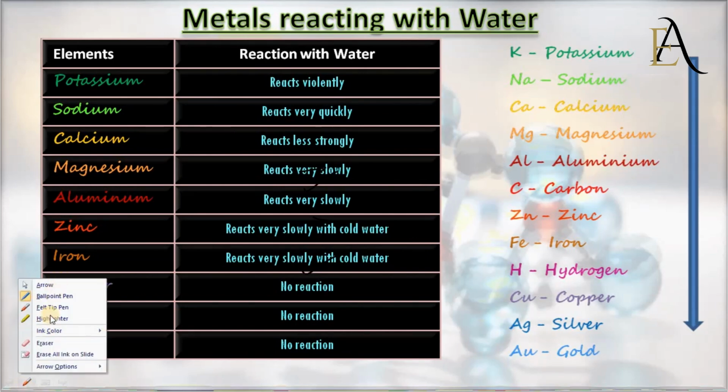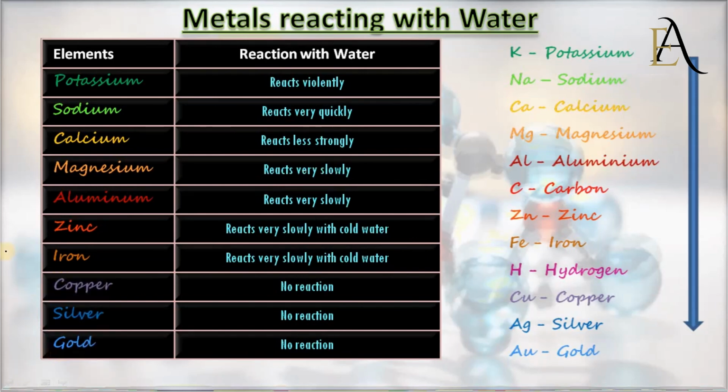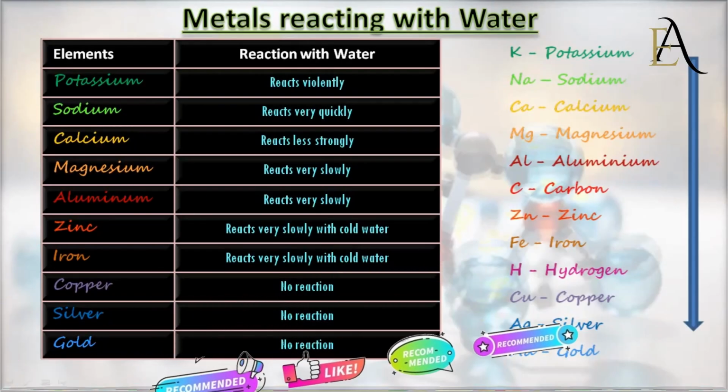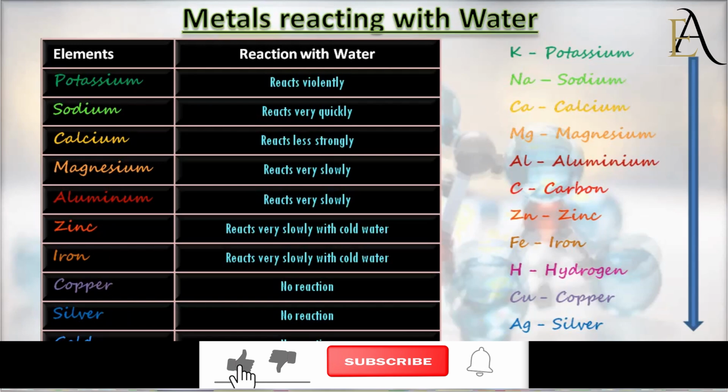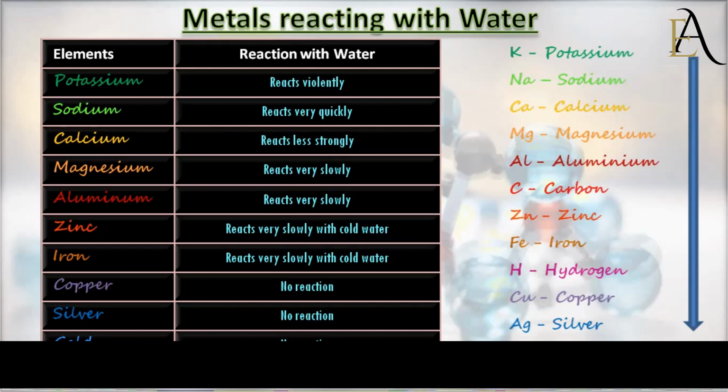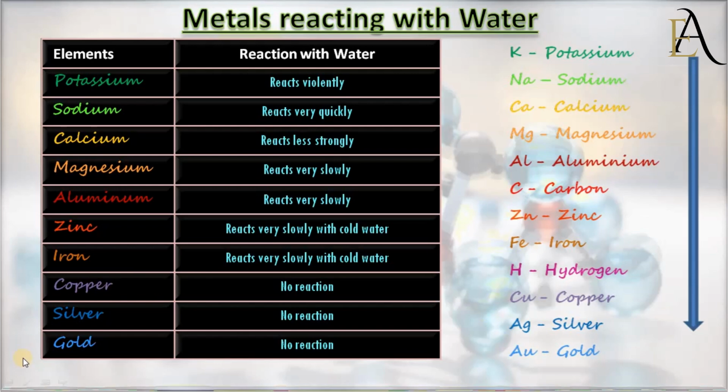I hope the reactivity series is clear. Now let's get on to our first topic, that is metals reacting with water. We have a reactivity series for our reference towards the right-hand side. Potassium, sodium, calcium, these react violently, vigorously with water to give hydrogen gas and metal hydroxides.